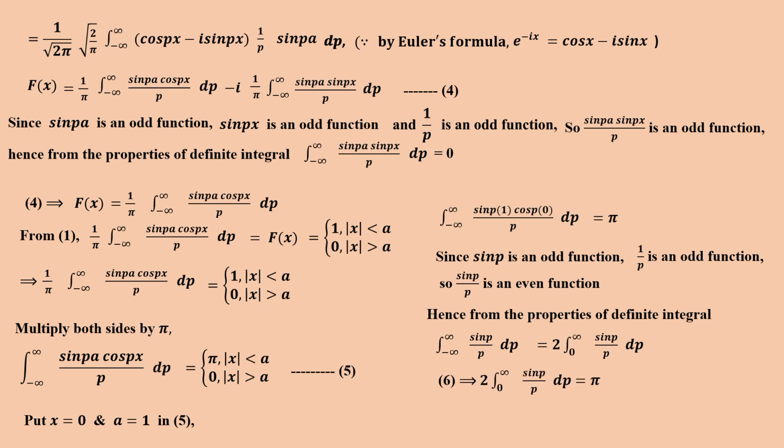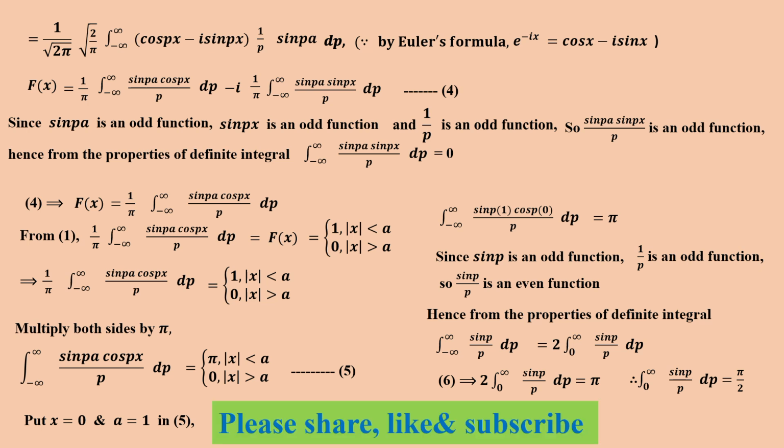So the sixth equation is the integral from minus infinity to plus infinity of sin p into 1, cos p into 0, where cos 0 is 1. So in the numerator you will get sin p by p dp equal to pi, right? We are using that one. So instead of the integral from minus infinity to plus infinity, we use 2 times the integral from 0 to infinity of sin p by p dp, which is equal to pi. Therefore the integral from 0 to infinity of sin p by p dp is equal to pi by 2, which is to be proved, right? The two cases' evaluation has finished.